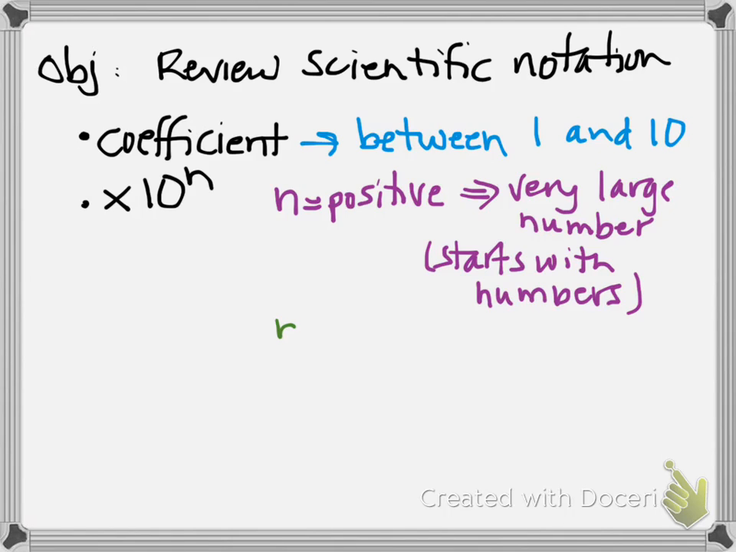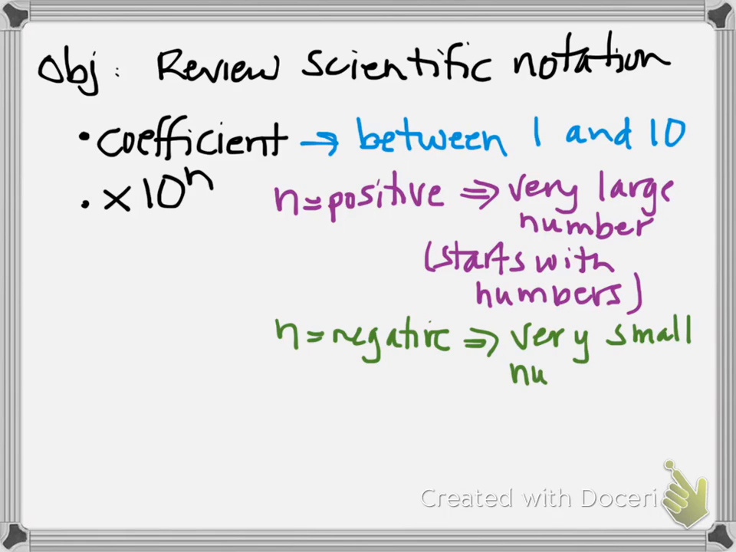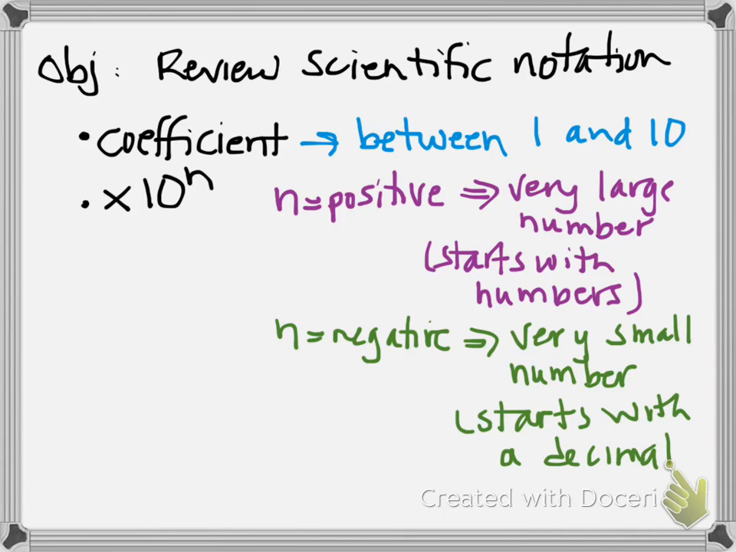If n is negative, we call that a very small number. And that starts with a decimal. Now, you may see a 0 first and then the decimal, but remember 0 counts for nothing, so you can remove it and you would see a decimal point. Okay, so that would be the first thing. So let me give you an example of each.